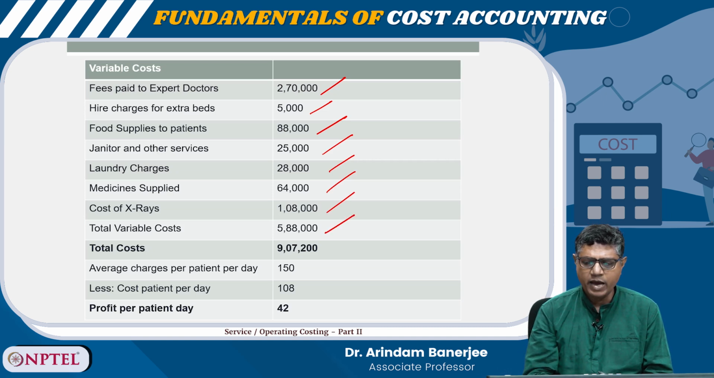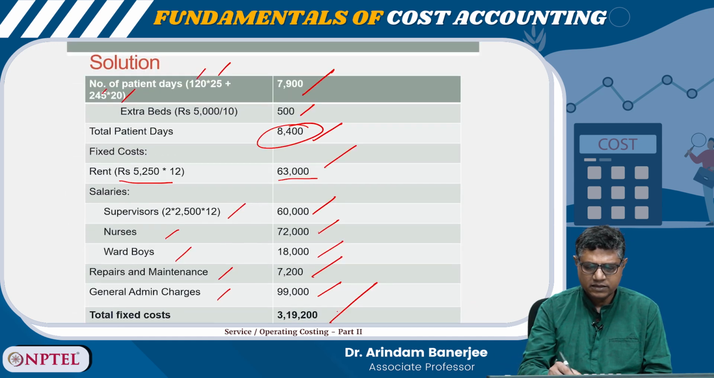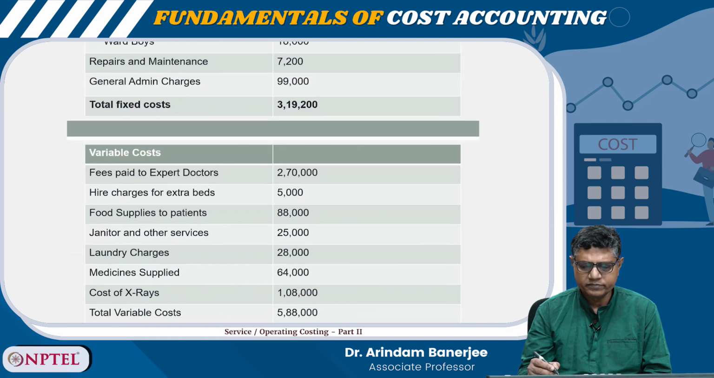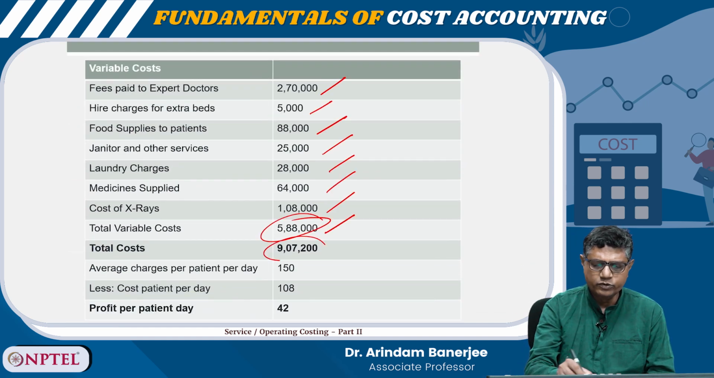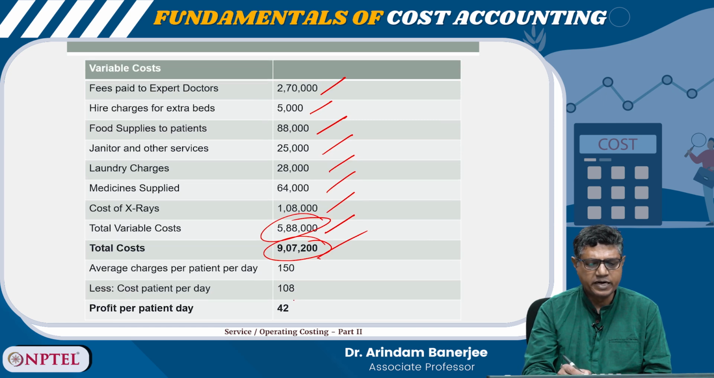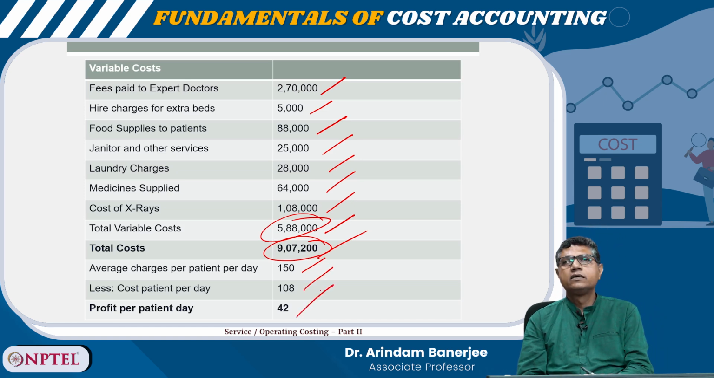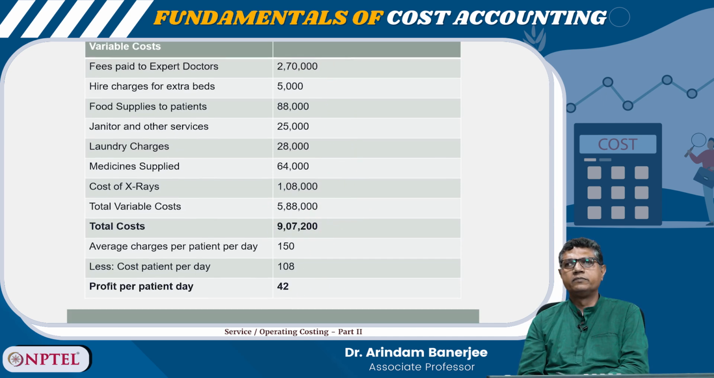So total cost, if you add this 5,88,000 plus 3,19,200, it is coming to 9,07,200, right? So average charges per patient per day, it is 150. Less cost per patient per day, 108. So profit per patient day is 42, right? Okay. So we can calculate the operating cost in the case of a hospital.